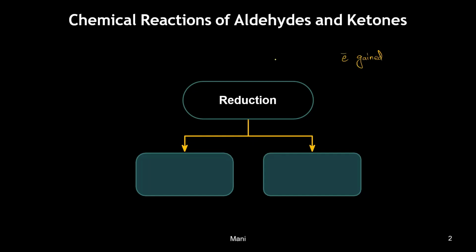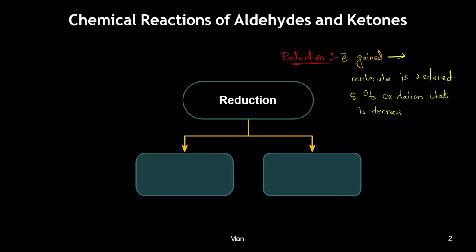Remember, what is reduction? It's a chemical process where electrons are gained. When the electrons are gained, it will decrease the oxidation state of a molecule. That means we say the molecule is reduced and its oxidation state is decreased. Remember this: reduction is a chemical process where electrons are gained, resulting in a decrease in the oxidation state, and the molecule is reduced.